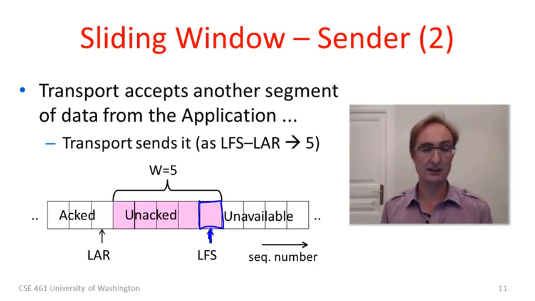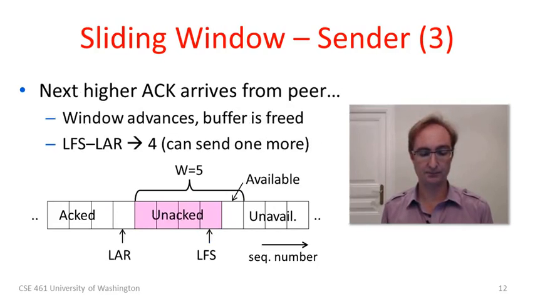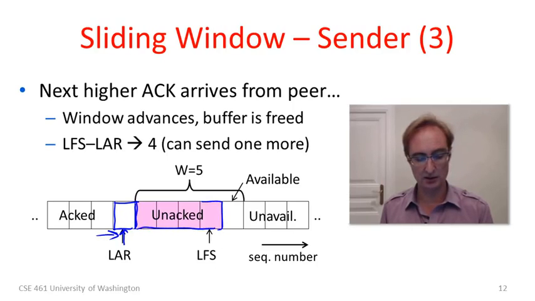At this stage, we can't send any more new segments into the network until some of the old segments which are in the network are acknowledged. Here's something else that can happen. We can receive the next higher acknowledgement. Now, you might have noticed that LAR has moved along. We actually received an acknowledgement for this segment here. So LAR now points here. I've not colored that pink anymore because we can free that buffer and throw it away. So in fact, now we only have these 4 segments outstanding in the network.